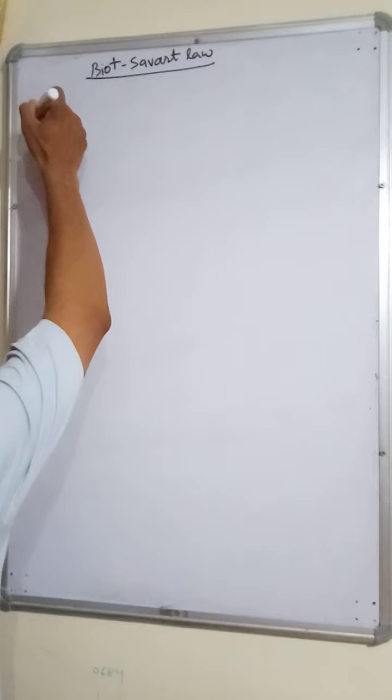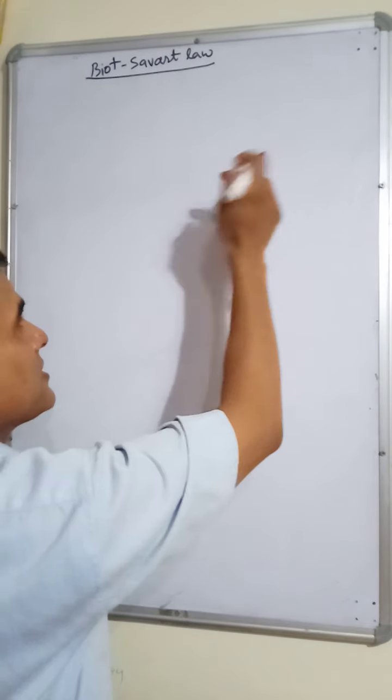Today in this video we are going to understand the mathematical analysis of Biot-Savart law. Biot-Savart is the name of the scientist. The Biot-Savart law devises a mathematical technique to find the magnetic field due to a small current element, meaning a small current carrying conductor, right? We will write the statement later on.